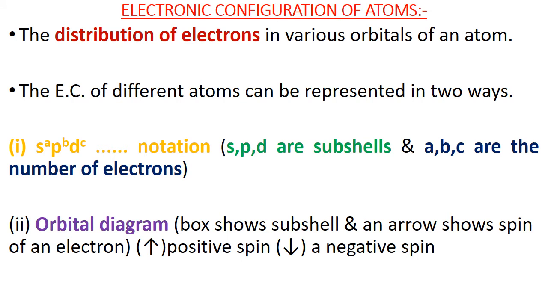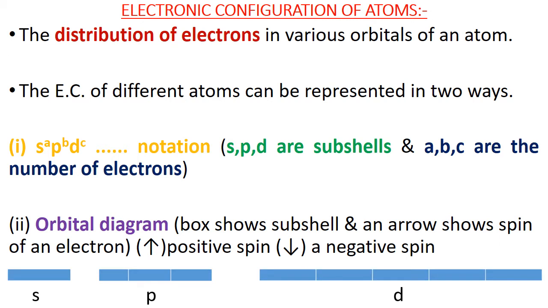The second method of representing electronic configuration of atoms is the orbital diagram, where a box shows a subshell and an arrow shows the spin of an electron. If it is spin up, it is a positive spin. If it is spin down, it is a negative spin. In this orbital diagram method, the s subshell has only one orbital, the p subshell has 3 orbitals, and the d subshell has 5 d orbitals.